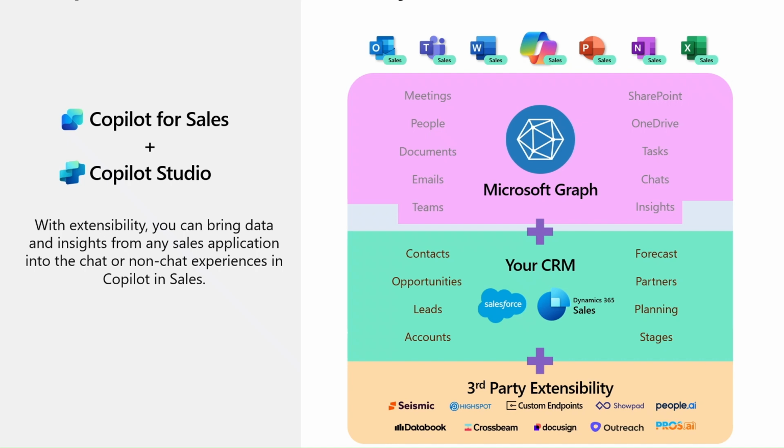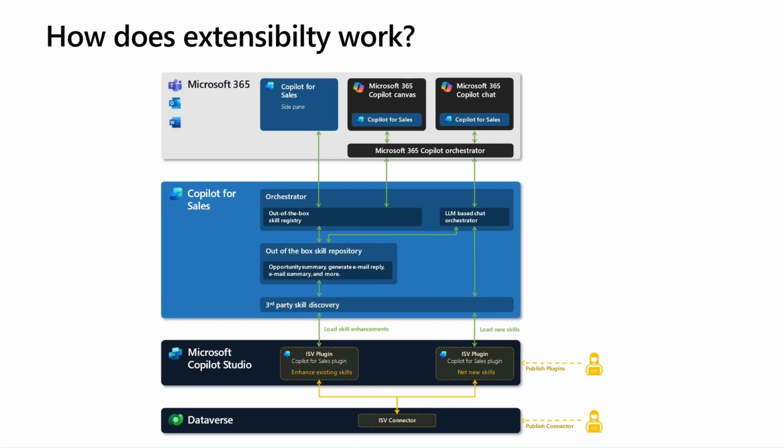You can see some third-party plugins on the screen. For example, with DocuSign, you can enrich your opportunity summary with the contract information. Similarly, you can enhance these capabilities from any third-party APIs, and we're going to show you just that in this session. Let's see how it works.